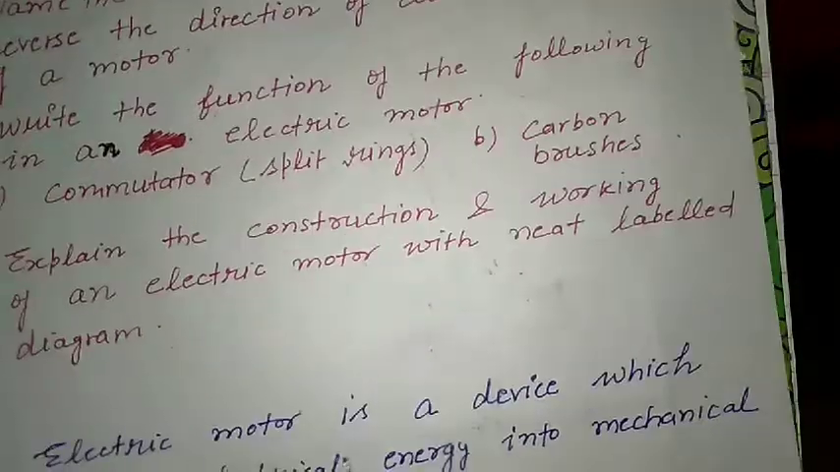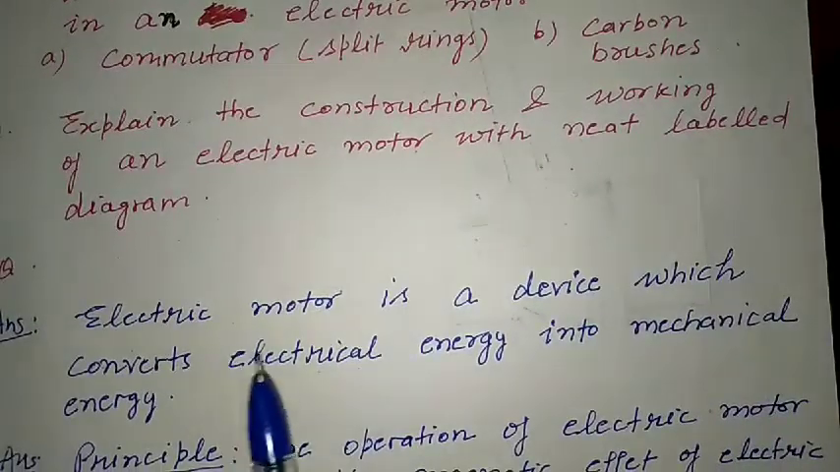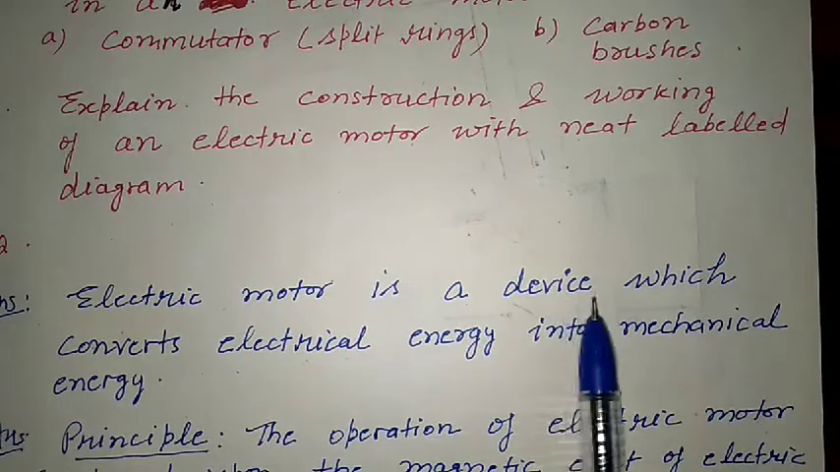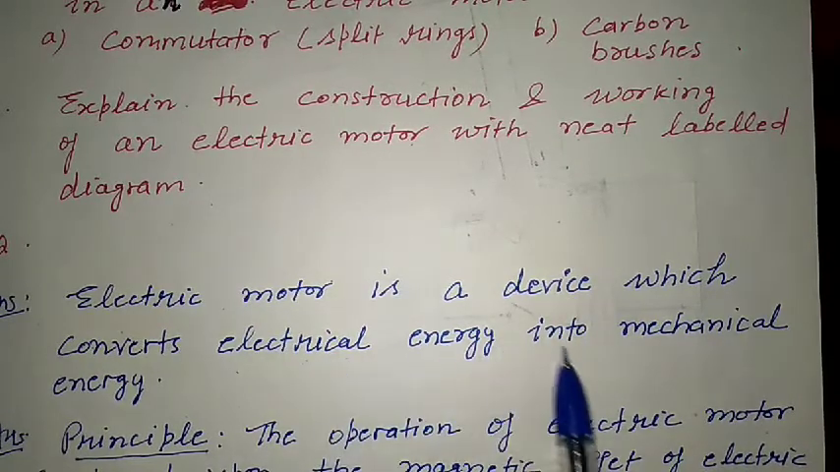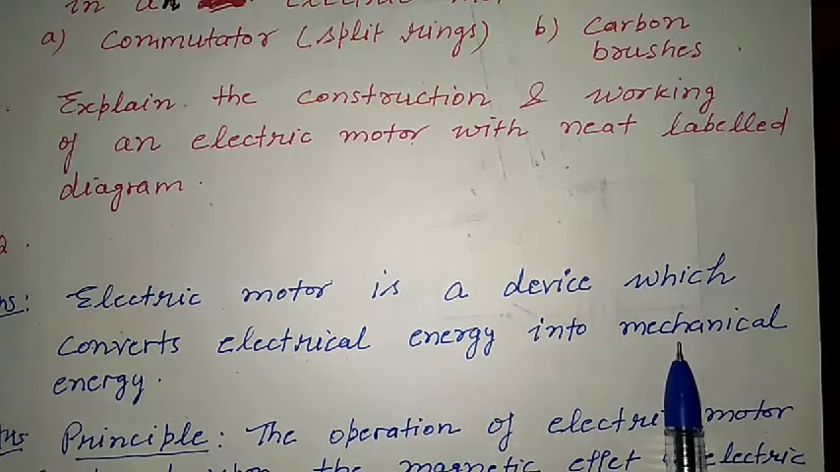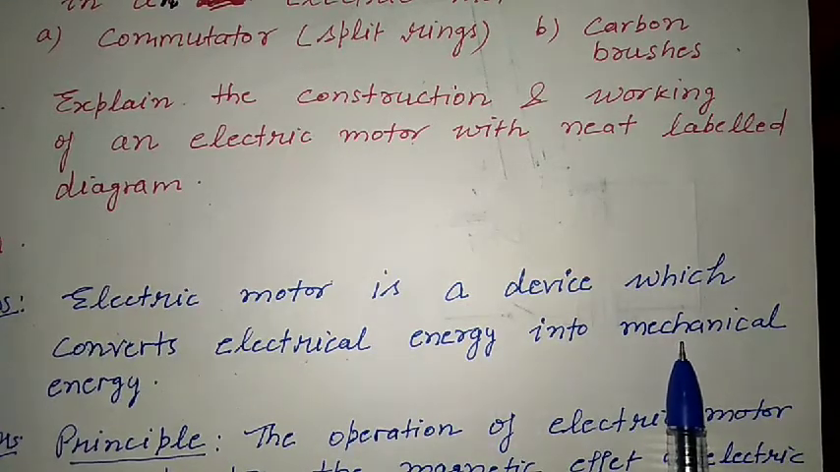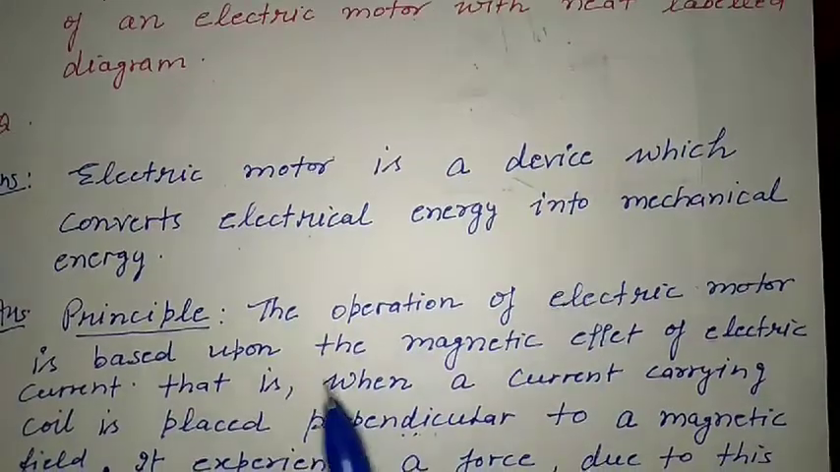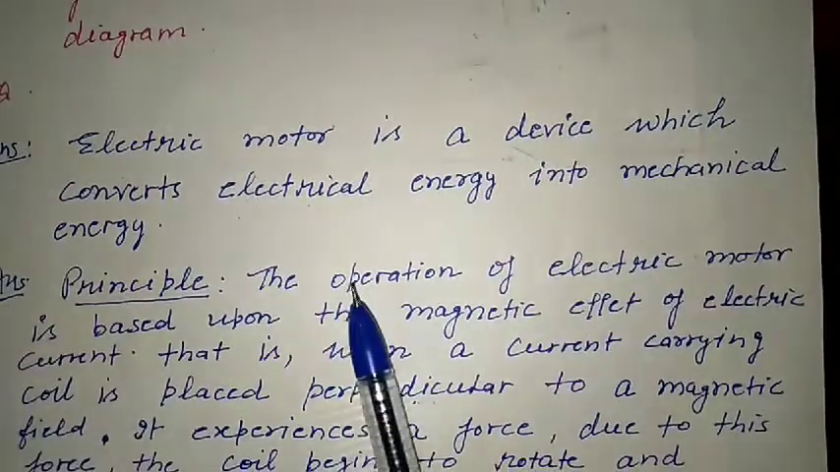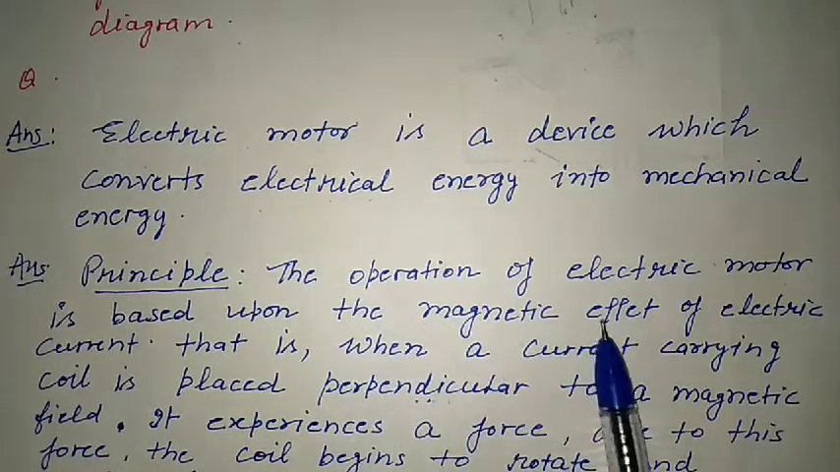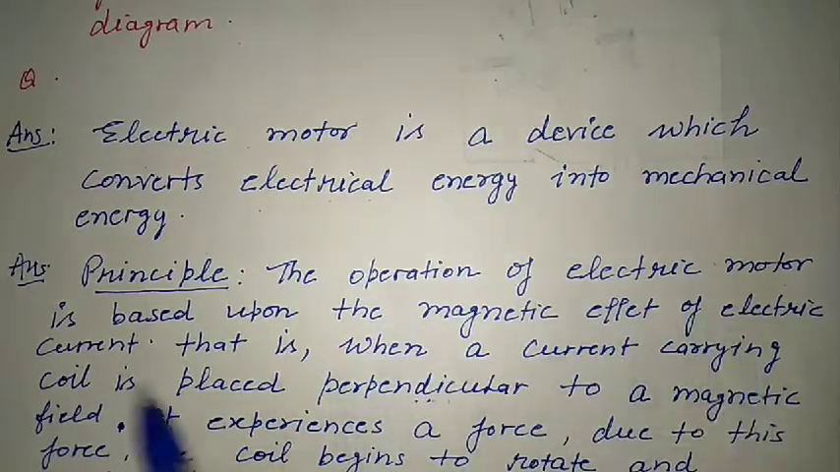When we explain this question, we'll be able to give the answers of all the above questions. First of all, what is an electric motor? An electric motor is a device which converts electrical energy into mechanical energy. Electrical energy into mechanical means we have to do some work. Now the principle: the operation of an electric motor is based upon the magnetic effect of electric current.